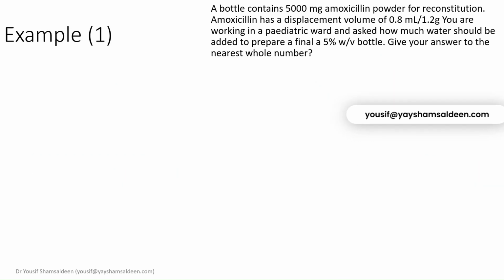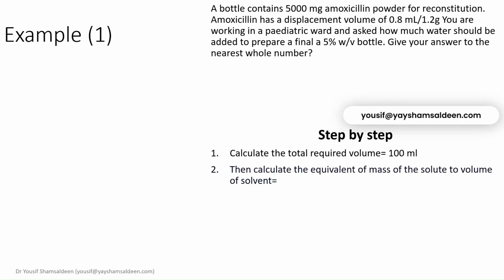A bottle contains 5,000 milligrams of amoxicillin powder for reconstitution. Amoxicillin is of displacement volume of 0.8 milliliter per 1.2 grams. You work in pediatric world and you're being asked how much water should be added to prepare a final 5% bottle. Now, since it's 5% weight per volume bottle and there is nothing mentioned about the final concentration, then the final volume is 100 milliliter.